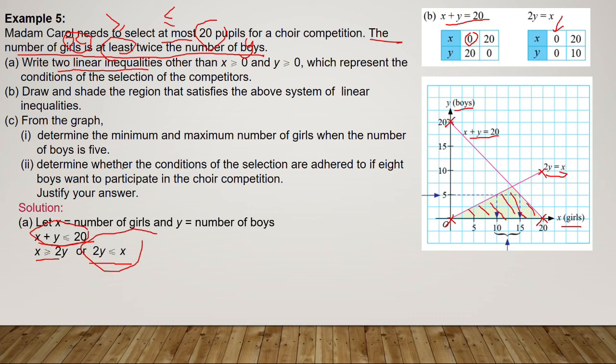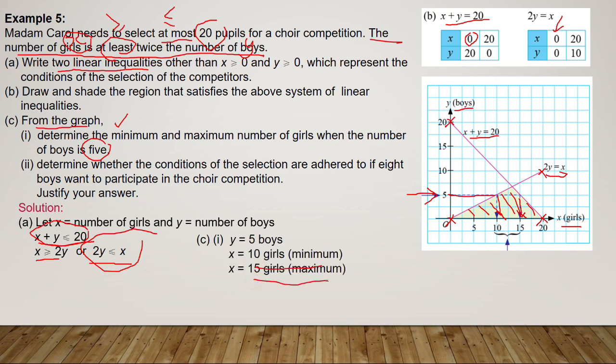Okay? Now, we look at C here. C. From the graph, determine the minimum and maximum number of girls when the number of boys is 5. They said from the graph. So you refer to the graph when the number of boys is 5. From the graph, you go straight until it touches a line. The minimum number of girls is 10. And then the maximum number of girls is 15. Okay, that's how you get the answer of 10 girls and also 15 girls for the maximum.